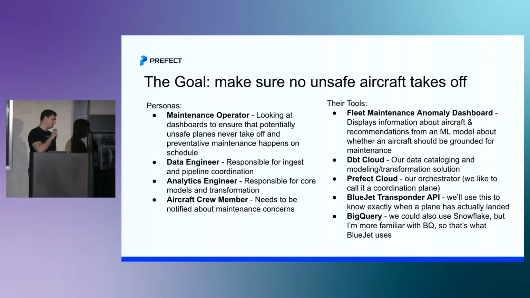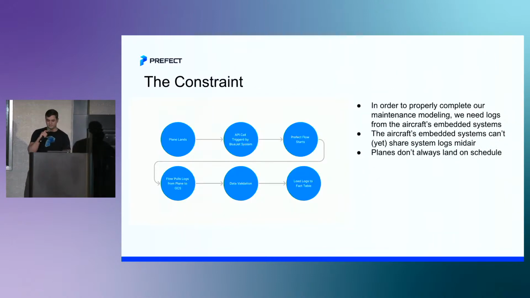We've also got a hypothetical BlueJet transponder API, which will tell us exactly when the plane has actually landed. So not when it was scheduled to land, or when we think it's going to land, but the transponder goes off when the plane actually connects to the jetway. And then our data warehouse of choice in this example is just going to be BigQuery because that's what we use at Prefect.